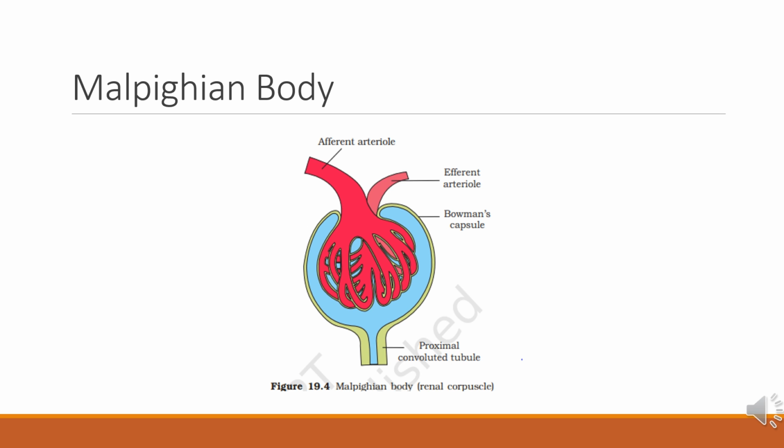So the vessel which is coming out from the glomerulus makes a network around the renal tubule called peritubular capillaries. A minute vessel of this network runs parallel to the Henle's loop, forming a U-shaped vasa recta. Vasa recta is absent or highly reduced in cortical nephrons.